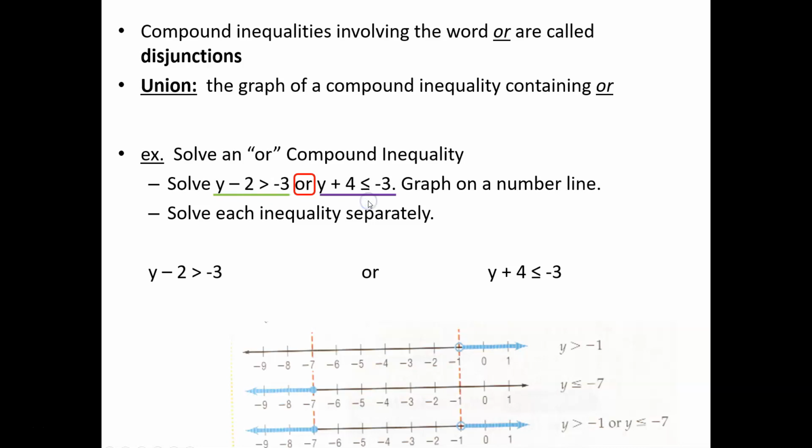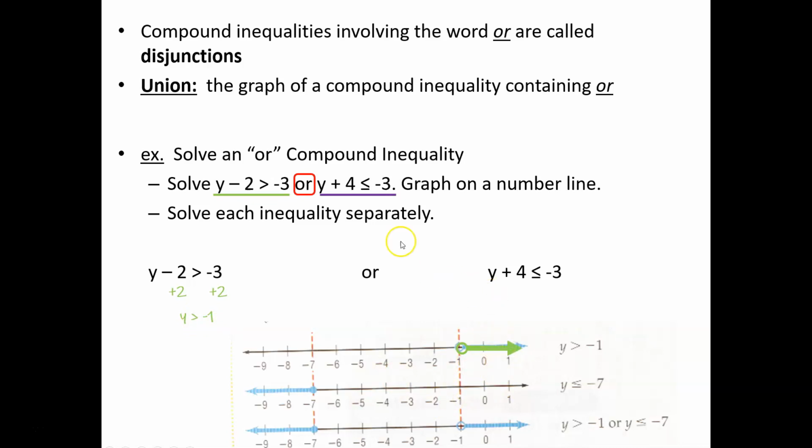So once again, we have two separate inequalities. So let's solve the first one. We want to add 2 to both sides. We get y is greater than negative 1, and now we have to graph that. There's no extra ink, so we're going to use an open circle. And we're looking for the numbers that are greater than negative 1, things like 0, 1, 2, and so on.